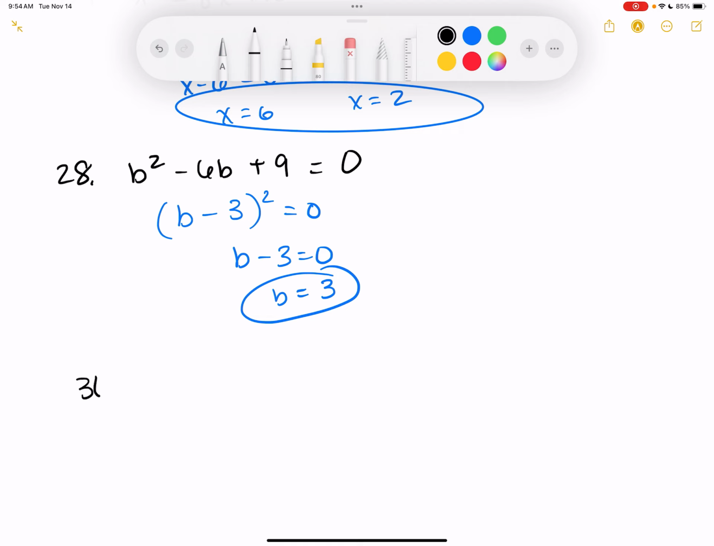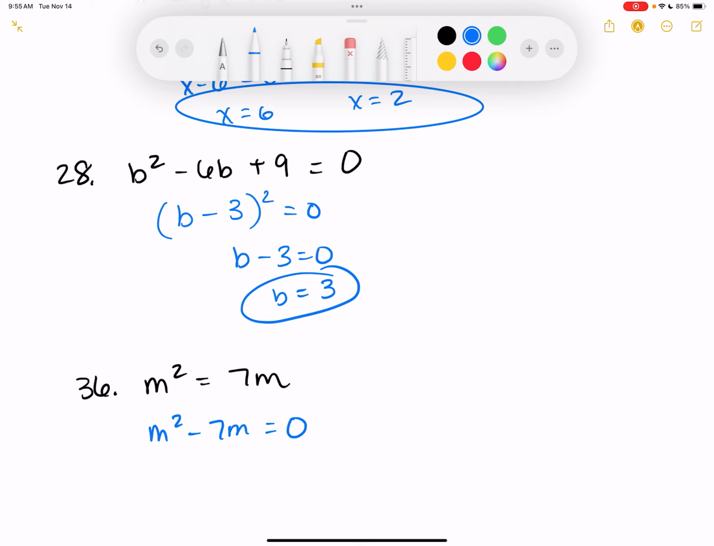36, m squared equals 7m. I need to move all the pieces to one side because I've got to have it equal to 0. So I'm going to have m squared minus 7m equals 0.